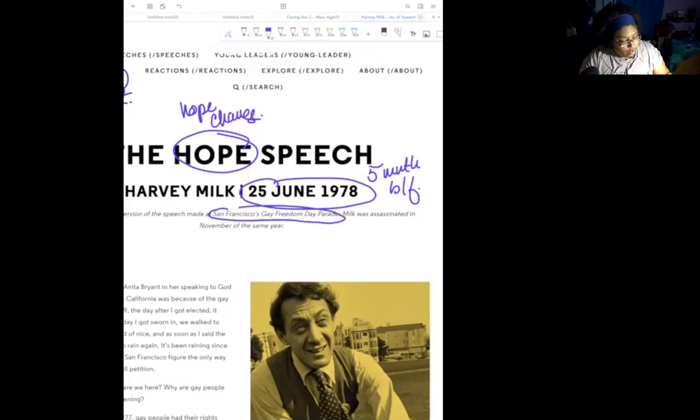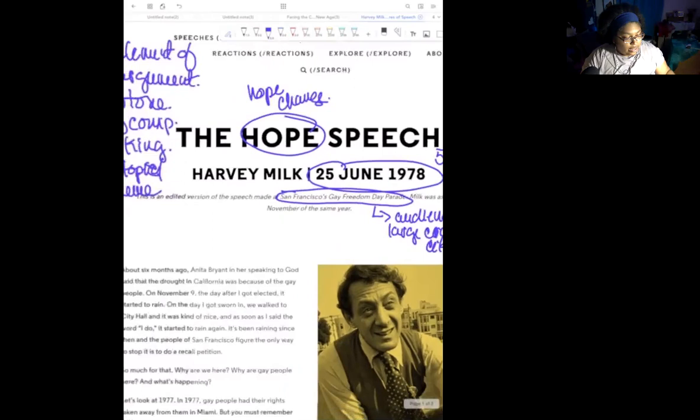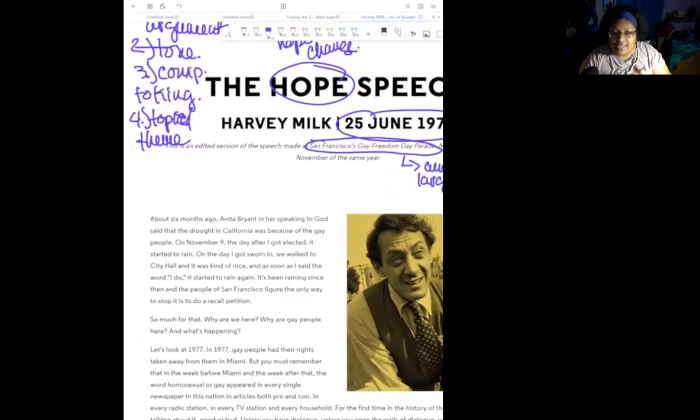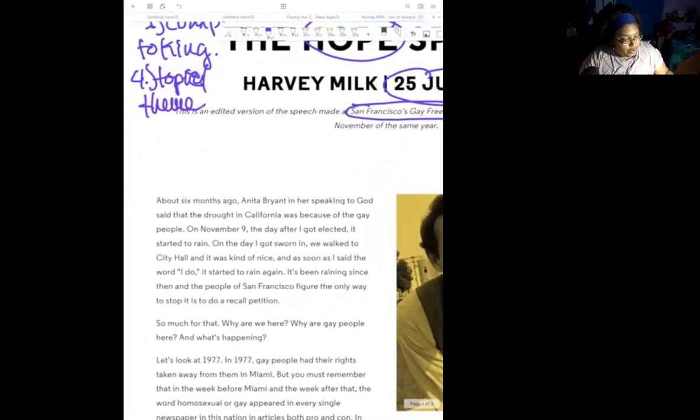We also have here one of the elements of arguments, which is audience. Right? We know that he did this at a parade, so we understand this is a speech. We know that there was a large crowd, because that's what happens at parades. And because I'm a little bit of a history nerd, don't tell Professor Barr, we know that this was in front of City Hall. So he's got City Hall behind him. He's got a crowd of people. It's a parade. It's festive. So we have a little bit of context and audience there. So that's also part of the elements of argument there.